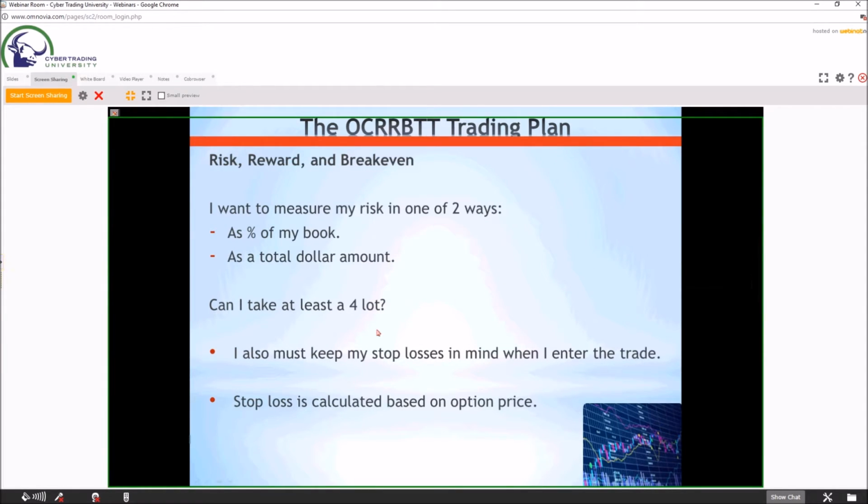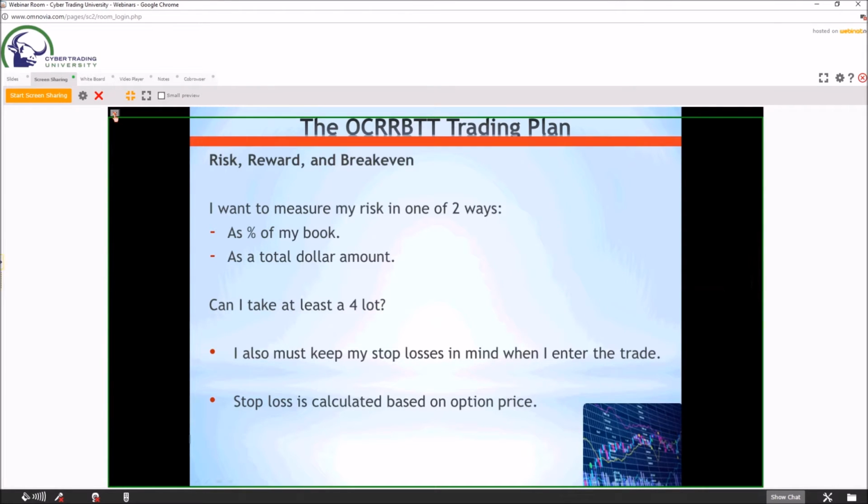So after that, I'm going to look at risk, reward, and break even. What I want to do is determine if this is a trade that I can take and still be inside of my risk parameters. You can figure this out as a percentage of your book or as a total dollar amount, but I always ask myself, can I take at least a 4 lot of these options and stay inside of my risk parameters? For me, I don't want more than 5% of my book in any one position based on unusual options activity.